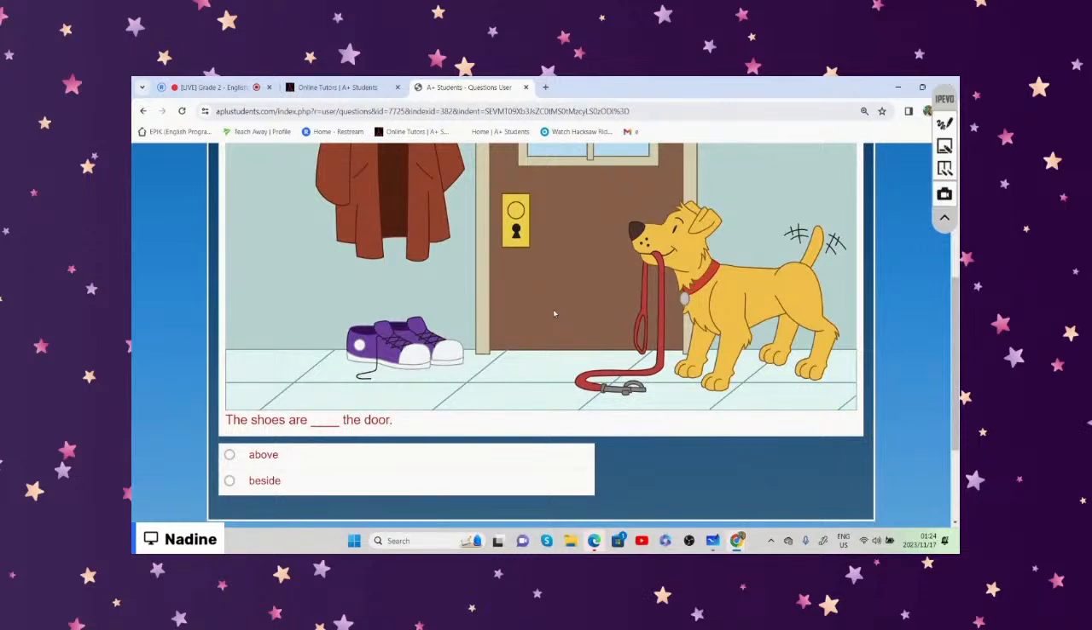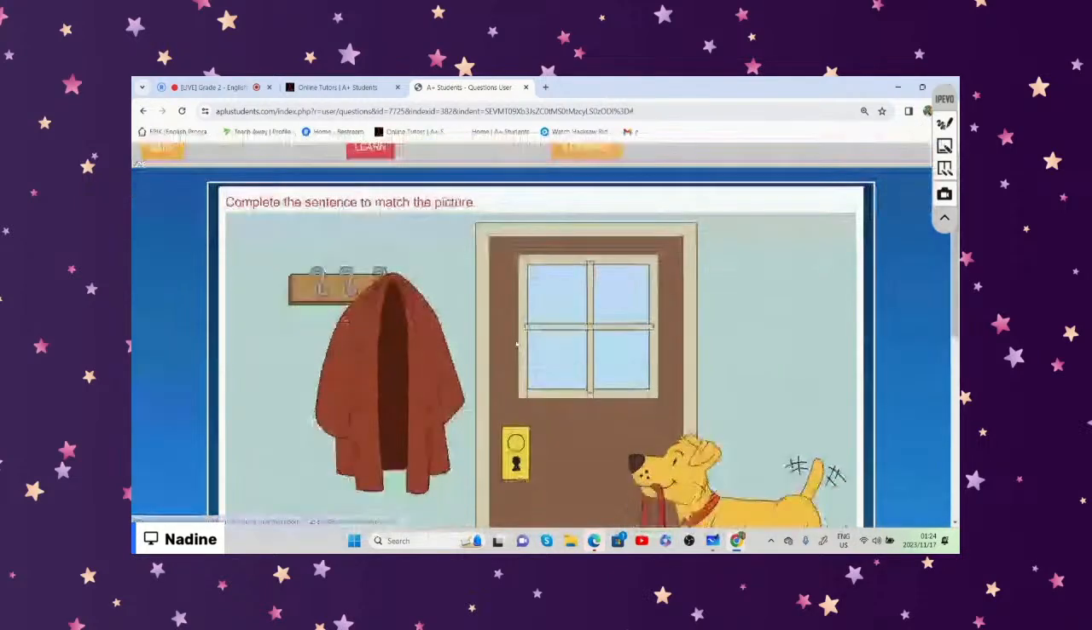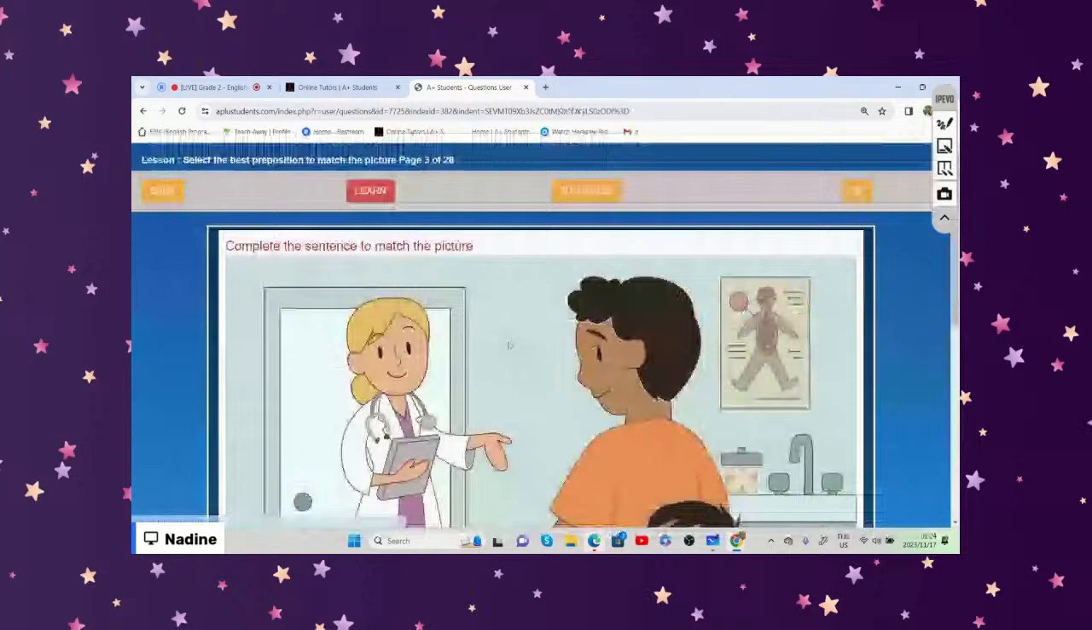Is it above the door or beside the door? So the shoes, where are the shoes? Is it above the door or beside the door? And we're definitely going to say beside because it cannot be above or on top of the door. So beside the door. And beside is correct. So well done.